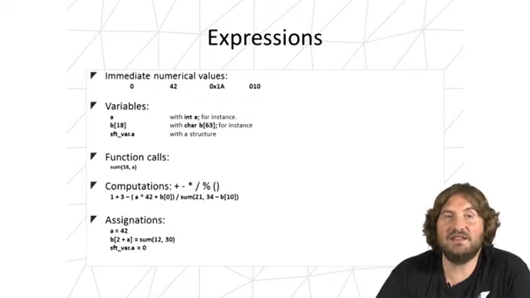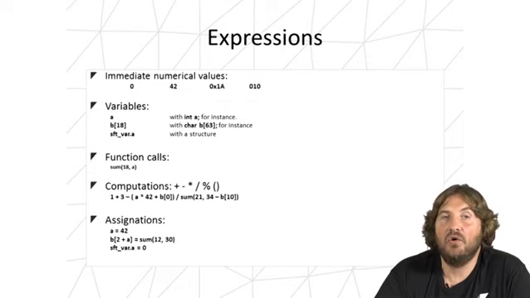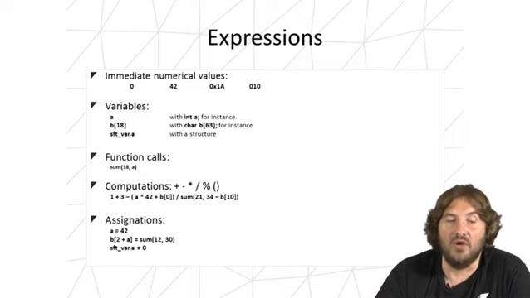The last type of expressions, assignations. An assignation is, for instance, when we write a = 42. The compiler will set the value 42 to the variable a, and will return, as a result, 42. We'll systematically have an assignation and an evaluation.